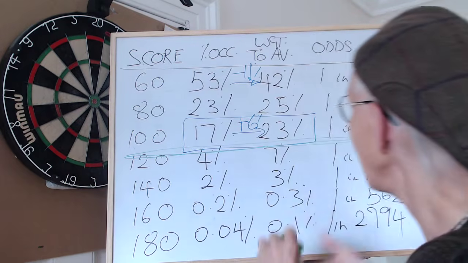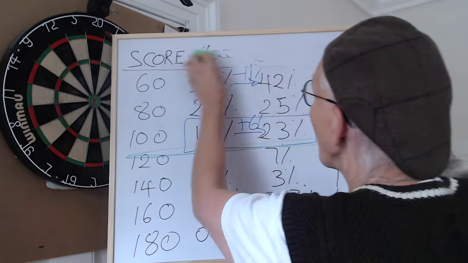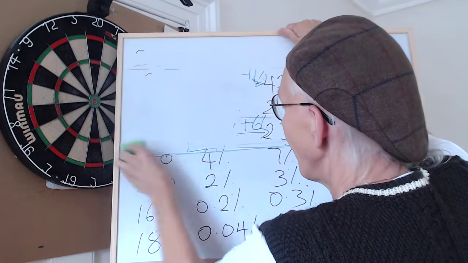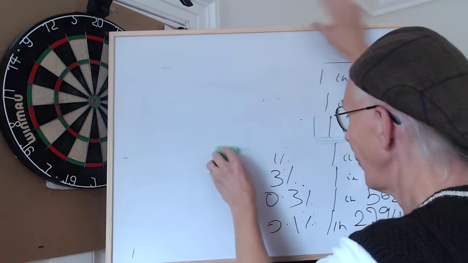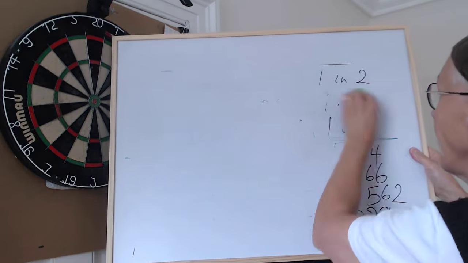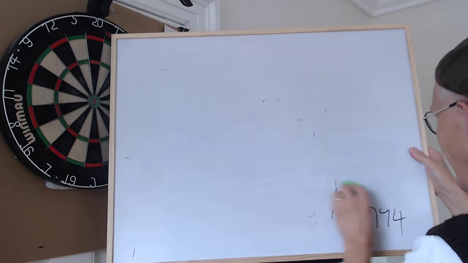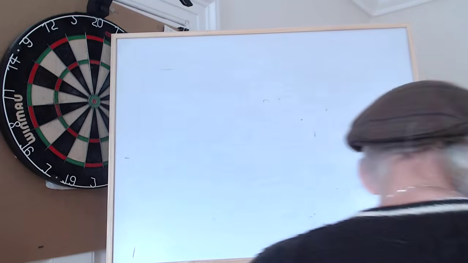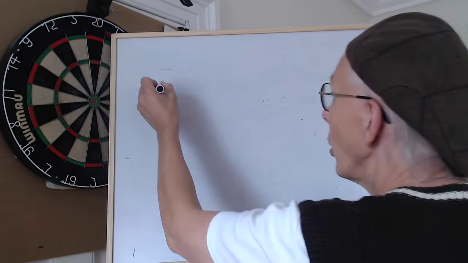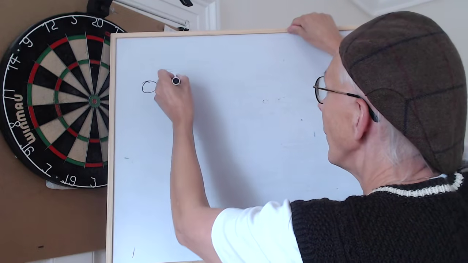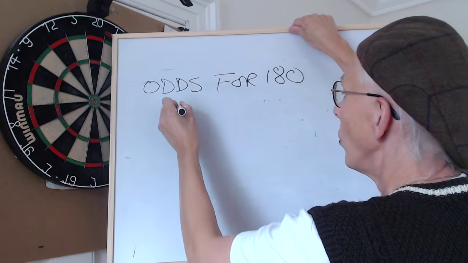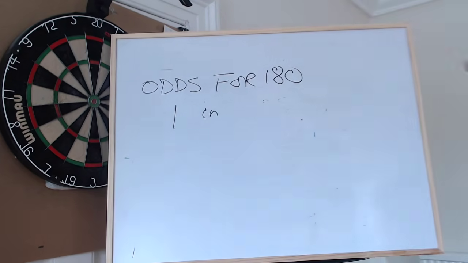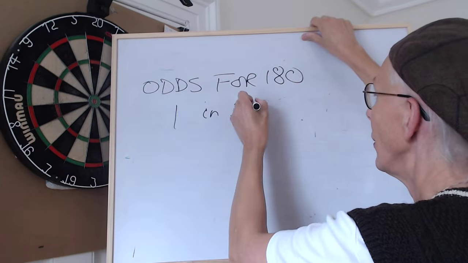So I'm just going to do one last thing and then we'll close this off because there's so much more one can say about this, but let's just take all this away. I want to work out how long Tony would have to play, if he was a human, to get his 180. So we just saw there that his odds for a 180 were 1 in 2,794.